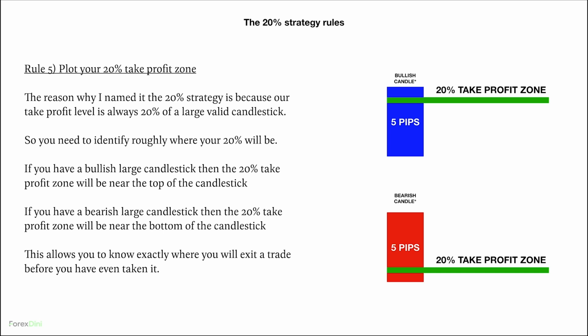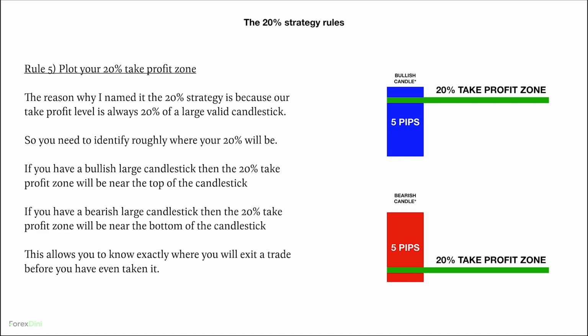So as you can see on the examples on the right side, let's start with the bullish candle. The blue bullish candle, which is 5 pips, right? The take profit for that is at the top of the candle. Why? Because it's a bullish candlestick, right? If you have a bullish large candlestick, the 20% take profit line should always be placed at the top side of the candlestick. The reason why is because when you have a bullish candlestick, then that means your trade is a sell trade, right? And if you're selling, then the top half of the bullish candlestick will be your take profit after your trade has met the entry rules.